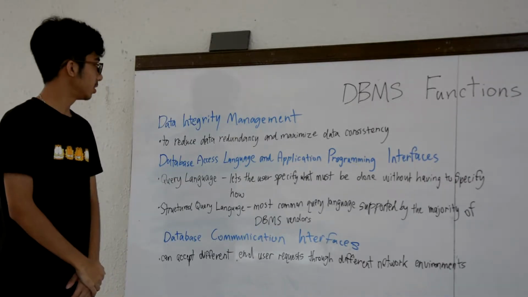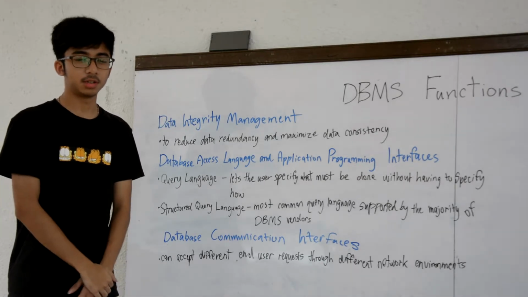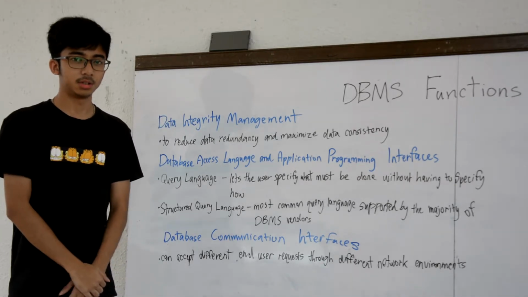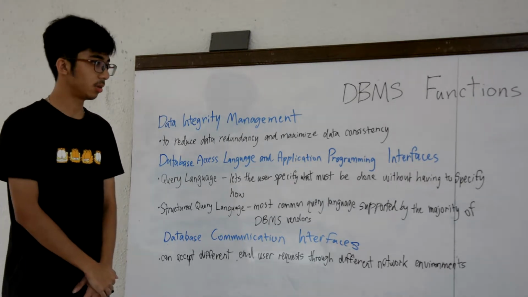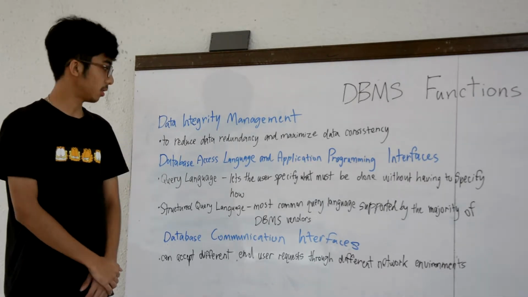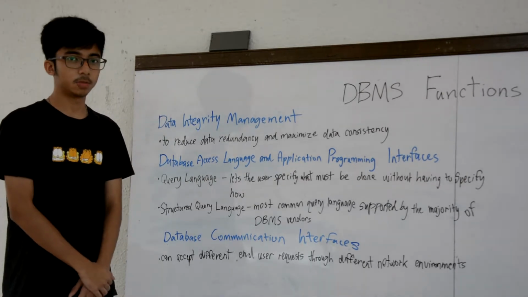And the next function is called data integrity management, which is a function to reduce data redundancy and maximize data consistency. Another function is called database access language and application programming interfaces, which consists of a query language which allows the user to specify what must be done without having to specify how.